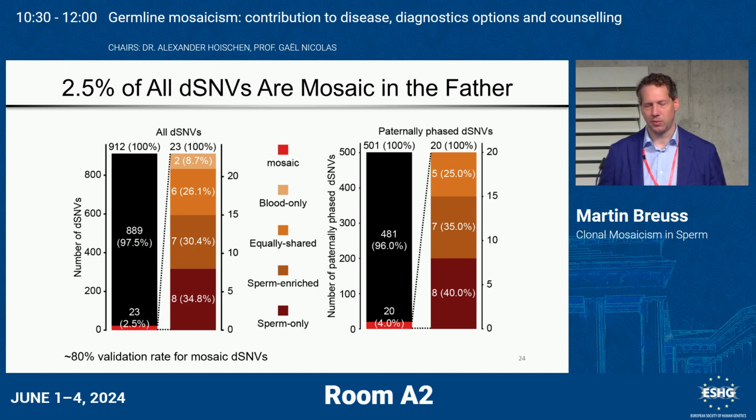We can also do the paternal phasing with long-read sequencing that Anne mentioned before. When doing this, we were able to phase around 70% of all the de novo mutations, the majority of which were on the paternal haplotype. And you can see that across these 481 mutations, 20, or 4%, were mosaic. So again, very similar to the numbers that Anne mentioned before in her talk.